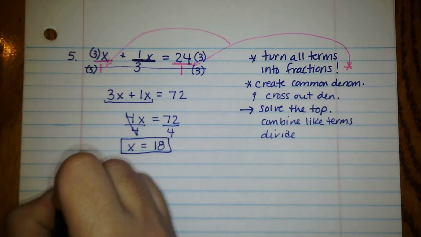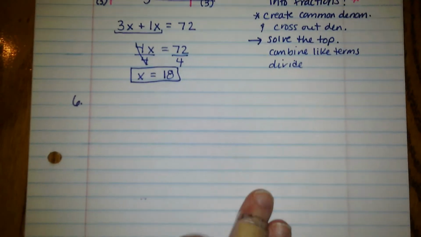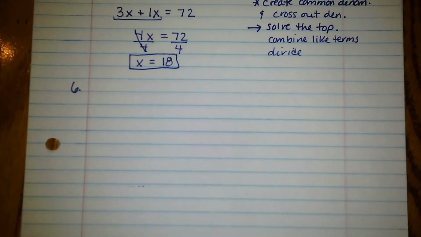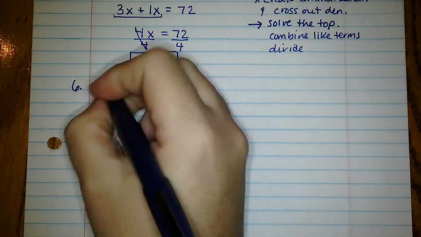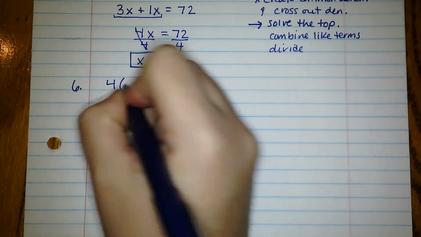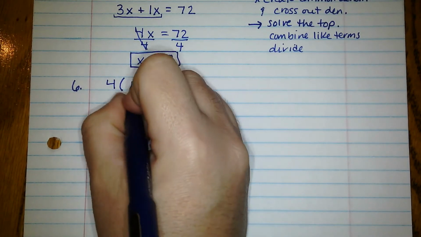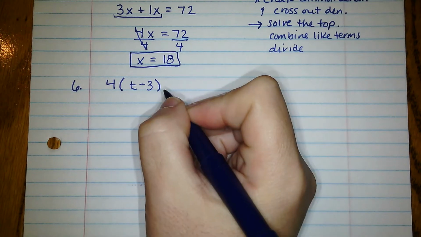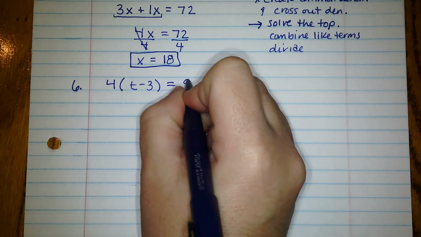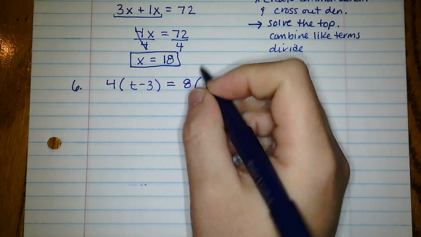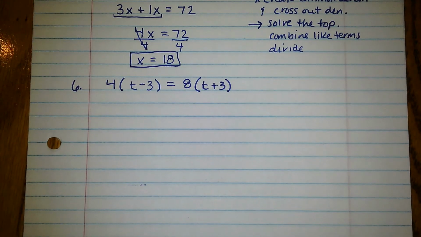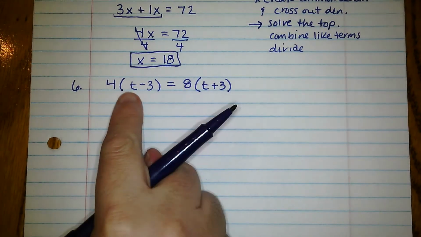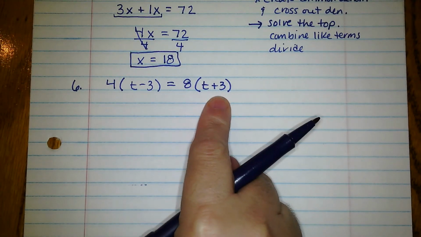Number 6. We only have to go to 13, so that's a good thing. And this is as long as what your first part of your test is, so you can see how long it's taking. This is 4 times t minus 3 equals 8 times t plus 3. And in number 6's case, this is a set of 2 different distributive properties.